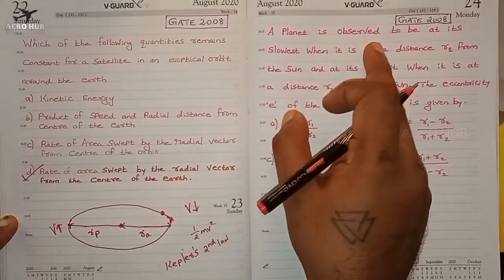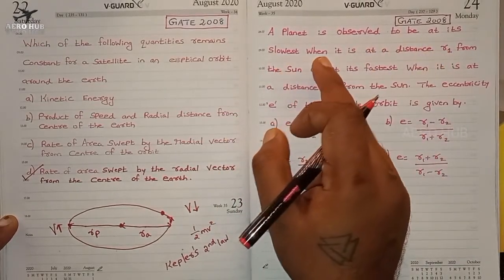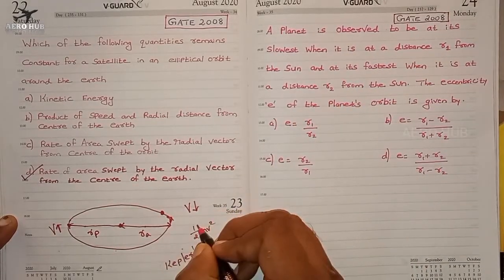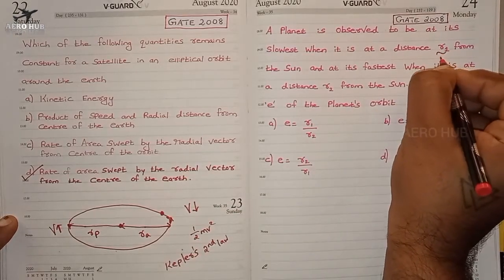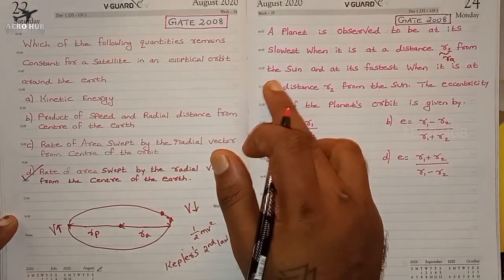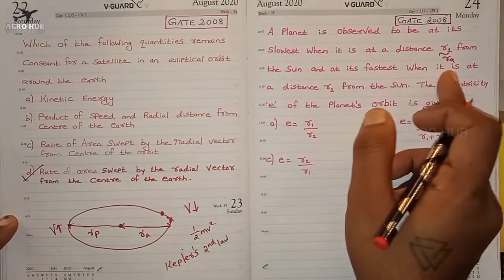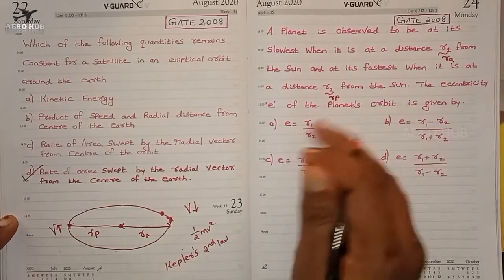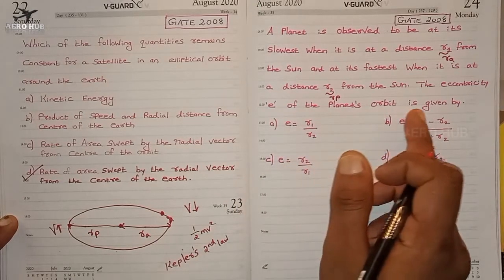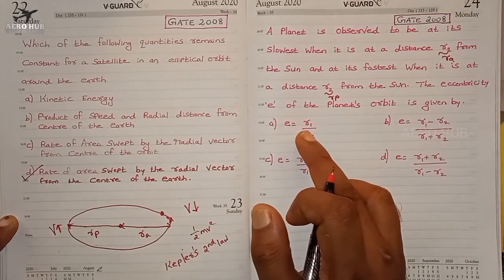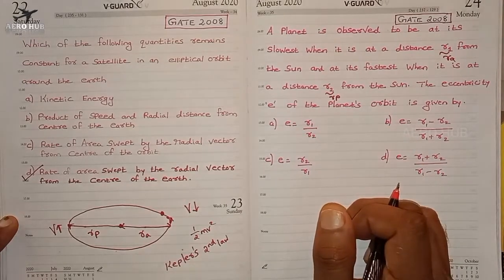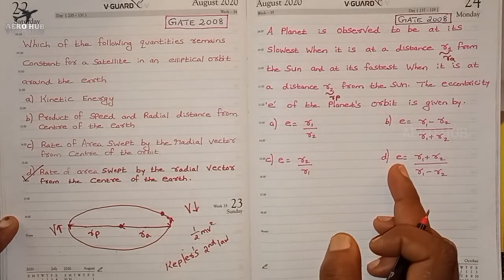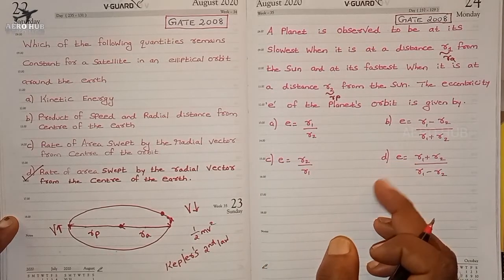A planet is observed to be at its slowest speed when it's at a distance r1 from the sun. This r1 is nothing but the apogee distance ra, and it is fastest when it is at a distance r2. This r2 will be perigee, rp. The eccentricity e of the planet orbit is given by: option A, e is equal to r1 by r2. Option B, e is equal to r1 minus r2 divided by r1 plus r2. Option C, e is equal to r2 by r1. Option D, e is equal to r1 plus r2 divided by r1 minus r2.